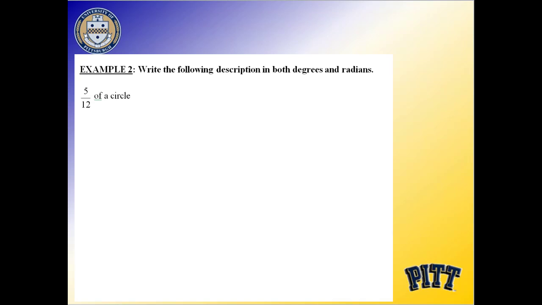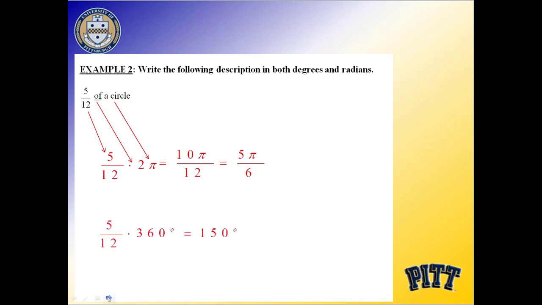This one's a pretty easy one because 5/12 of a circle, if I'm dealing with degrees, is 360 degrees. If I'm dealing with radians, it is 2 pi. So I do the 2 pi first, and I get 5 pi over 6. Or I can say it's 5/12 times 360 and get 150 degrees. Or I could have done 5 pi over 6 and made it 150 degrees by translating it.